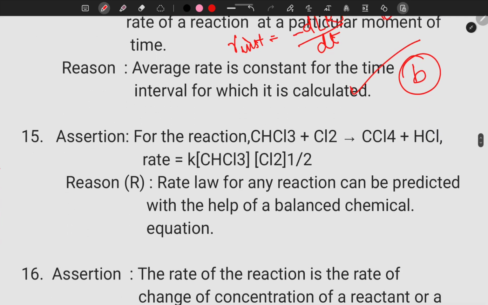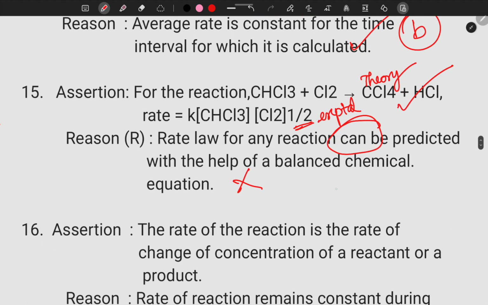Then for the reaction CHCl3 plus Cl2 gives CCl4 plus HCl, we can write the rate law, rate equal to K into concentration of CHCl3 into Cl2 raised to half. So here we can see the coefficients are not equal because this equation is just a theoretical equation and this is experimental based result. Okay, so the statement is correct statement. Rate law for any reaction can be predicted with the help of balanced equation. It's not true always because it can vary. It may or may not be true. So the reason is wrong statement. So assertion correct and reason false. So our option is C.